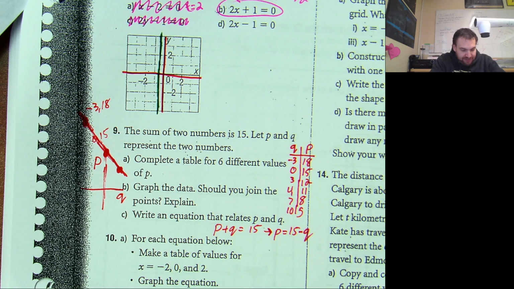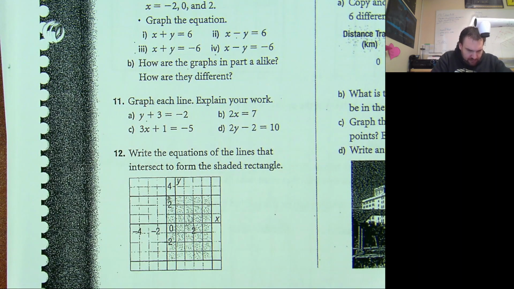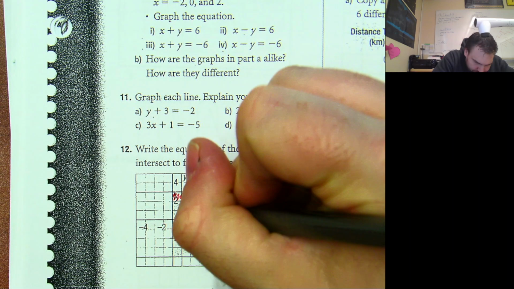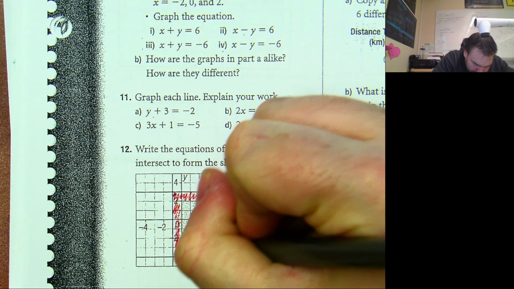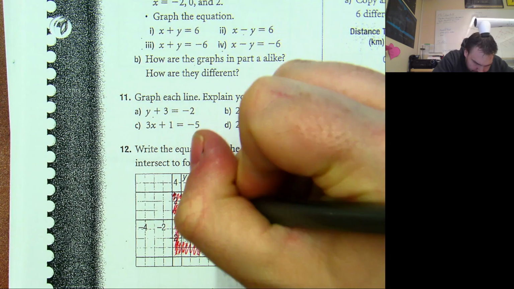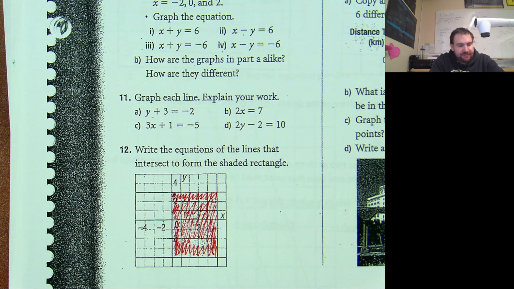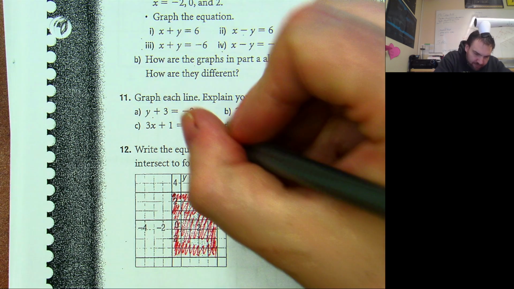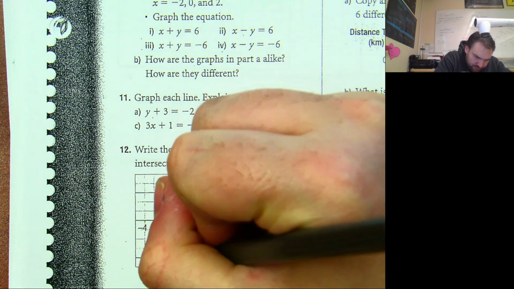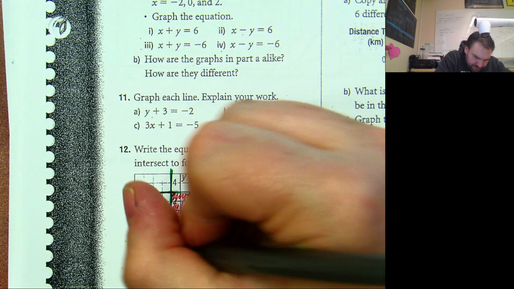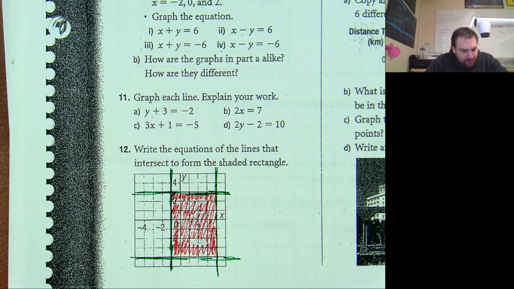Happily. Write the equations of the lines that intersect to form a rectangle. So this is your shaded rectangle here. What are the lines that intersect to make that shape? Well, you've got one right here, one right here, one right here, and right there. So what are those 4 lines?